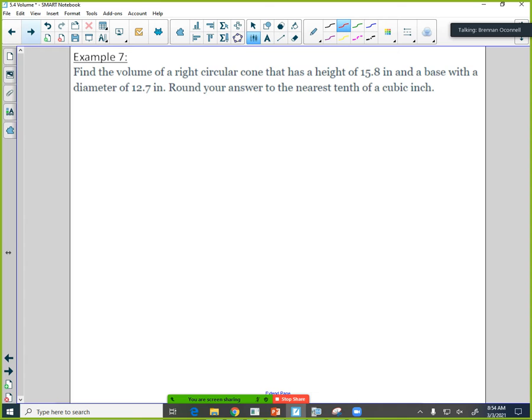The next example we have: find the volume of a right circular cone that has a height of 15.8 inches and a base with a diameter of 12.7 inches. Round your answer to the nearest tenth of a cubic inch. Again, this is why maybe drawing a picture can help. It might help you be careful with the words.